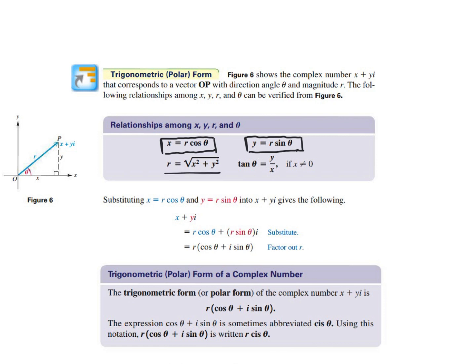We've used these formulas before. Remember that you can find r by doing the square root of x squared plus y squared. And to find theta, remember we can do tangent of theta is y over x.